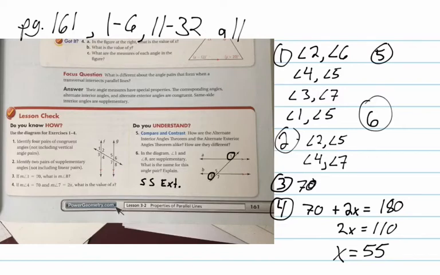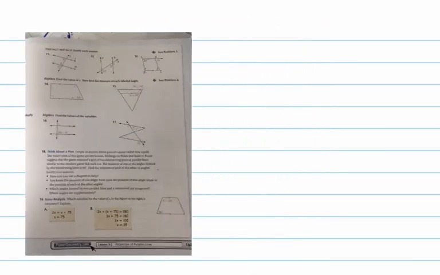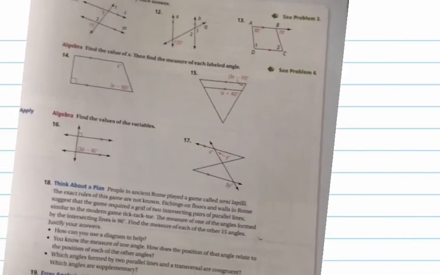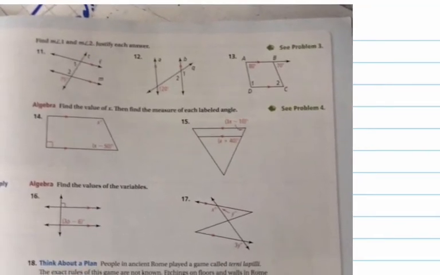All right, next page. Questions, comments, repeats for that? Okay, we're jumping to 11 now.